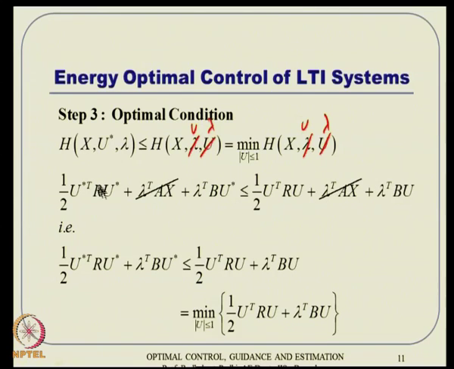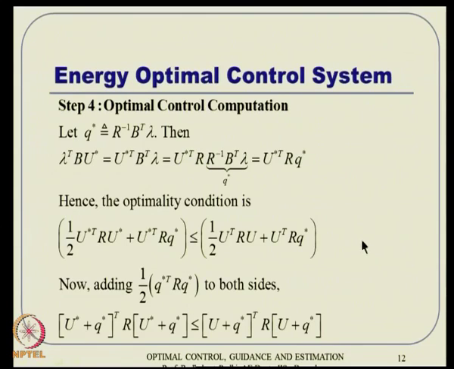You can see one term cancels out, lambda transpose Ax and lambda transpose Ax cancels out, and what you are interested in is something like this. This inequality results in something like this. You have half of u transpose Ru with u star, and this expression with the lambda transpose B u star has to be less than or equal to that for any other u. So, the equivalent of telling that is that this expression is nothing but minimization of this expression with this constraint in place. Now, here is a little bit of analysis.